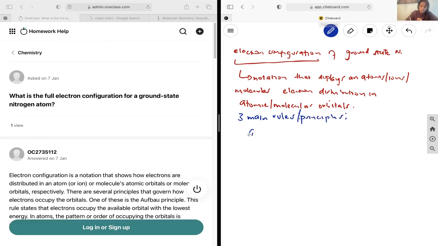First and foremost, we have the Aufbau principle. That one simply states that electrons occupy orbitals of lowest energy first.